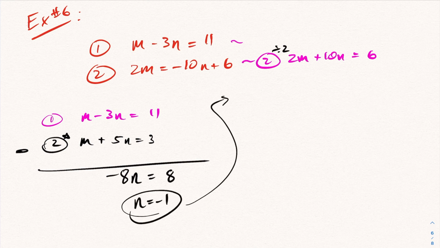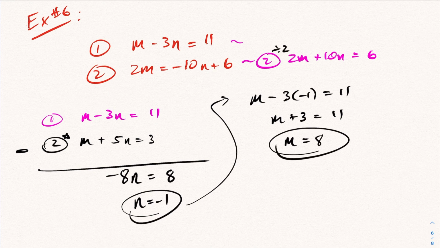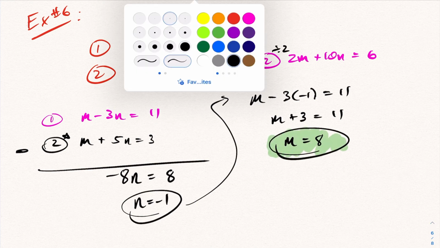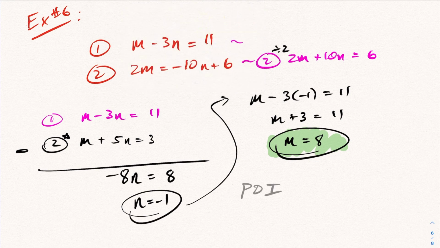And then I can sub that into either equation and solve for m. So in this case here, you get m minus 3 times negative 1 is 11. m plus 3 is 11. And m is 8. So again, when you label your points, you label them alphabetically. So in this case here, my point of intersection is going to be m, which is 8, and negative 1.